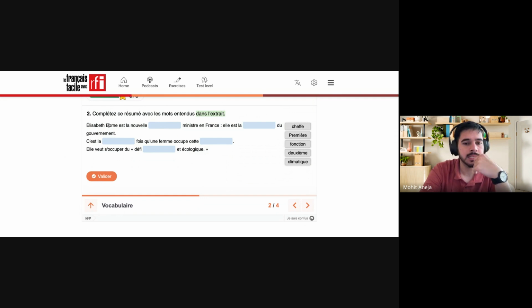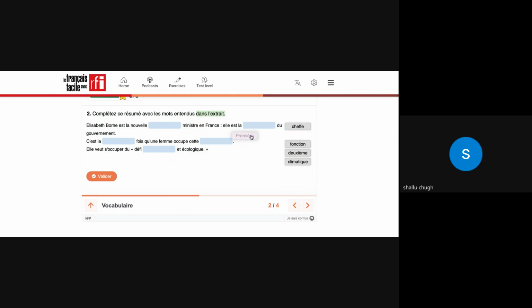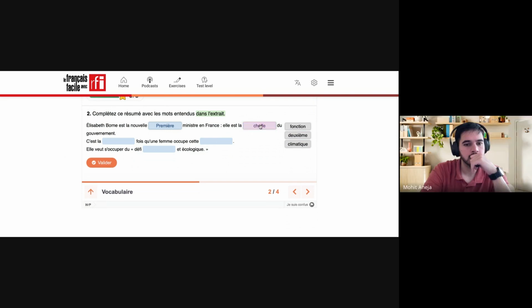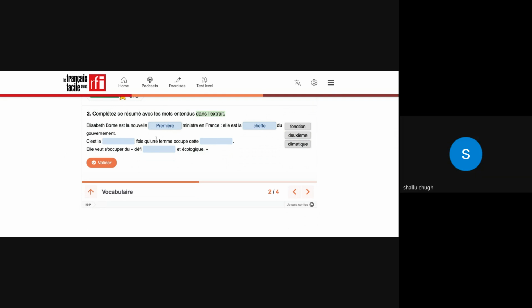Heard. Elisabeth Borne est la nouvelle première ministre en France. Elle est la dash du gouvernement. Chef. Très bien. C'est la dash fois qu'une femme. Deuxième. Deuxième fois, cette fonction. Very good. Elle veut s'occuper de climat.